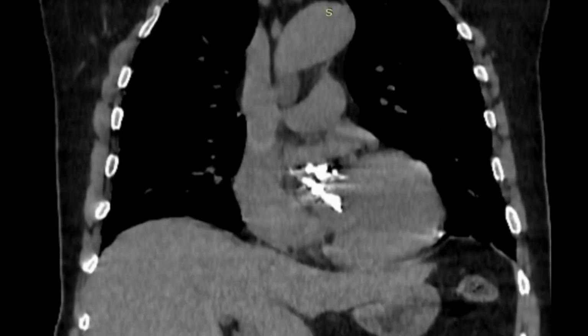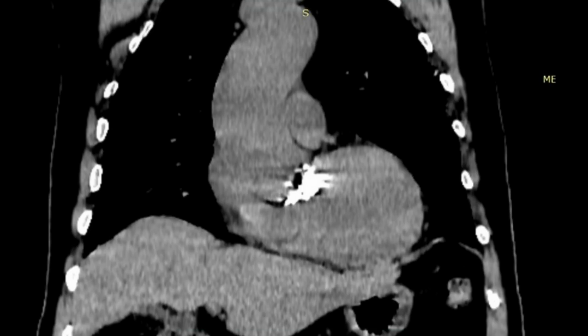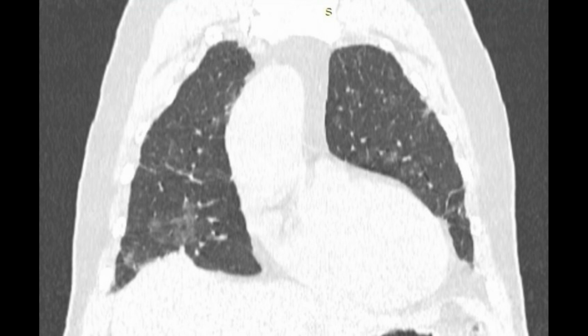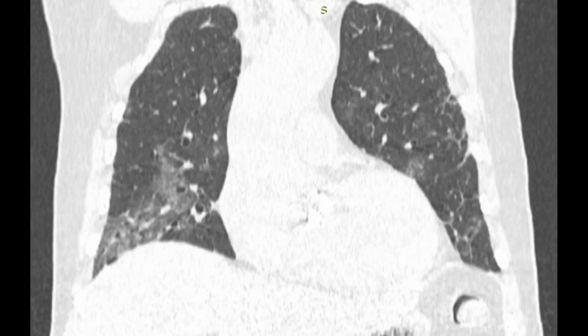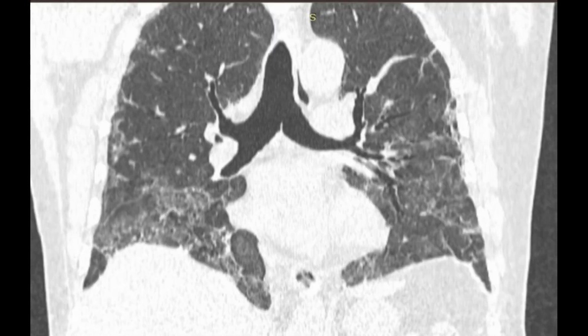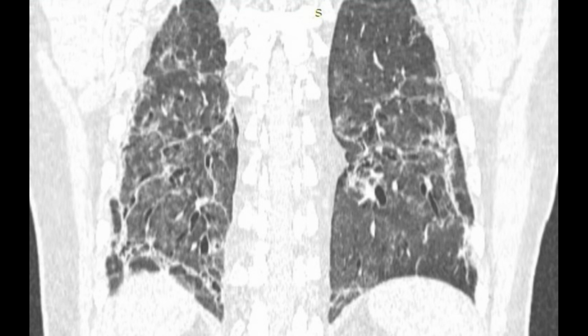I'll also give the coronal images in mediastinal and lung windows. What are all the findings in this study? You can think about the differential diagnosis. If you want more time, you can pause the video and go back to reassess the study. Are you ready? Let's go.